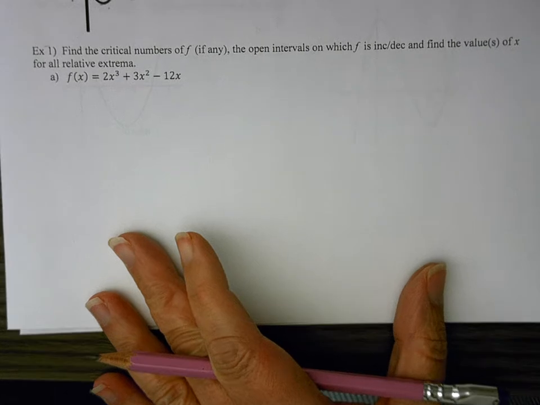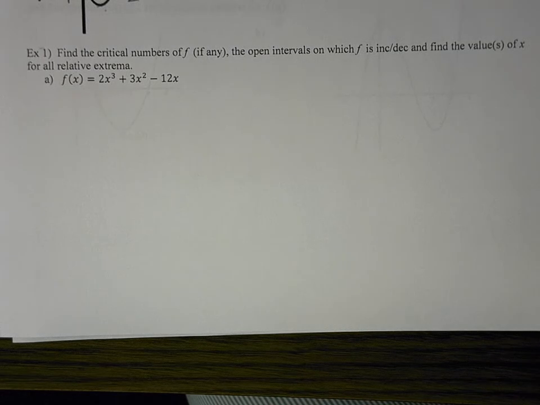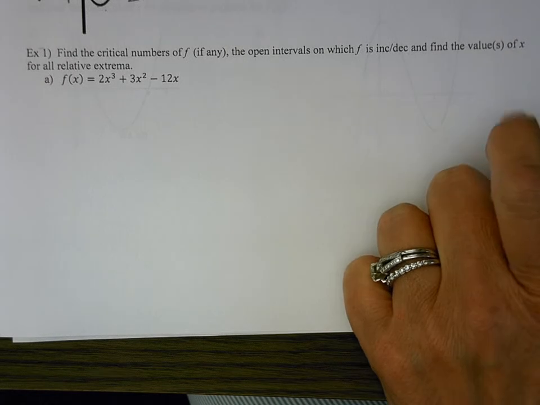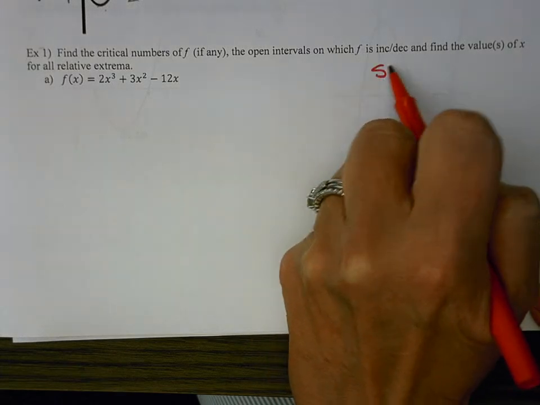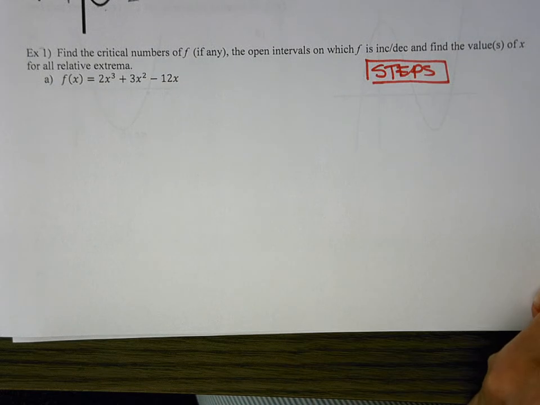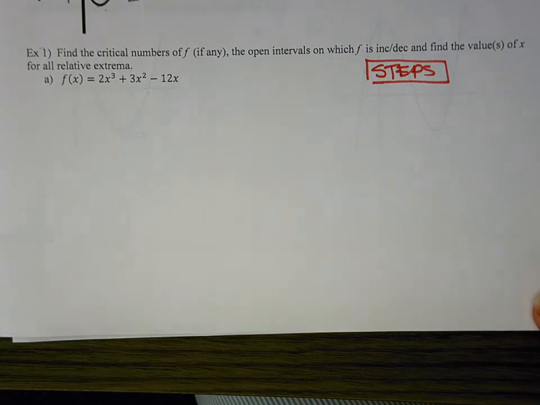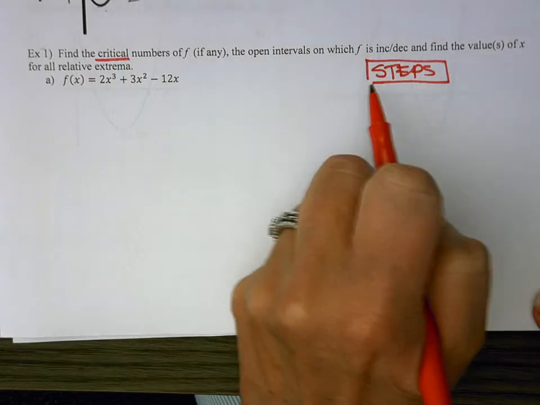Okay, so we'll take a look at this first example. So we want to find the critical numbers, if there are any, and also the open intervals on which f is increasing and decreasing, and locate any of the relative extrema, right? Find the values of x for that relative extrema. So we're going to do the steps just off to the side. So again, you may want to press pause here and there to copy down and get caught up. So the first thing we want to do is find our critical numbers. So that was in our objective 1.